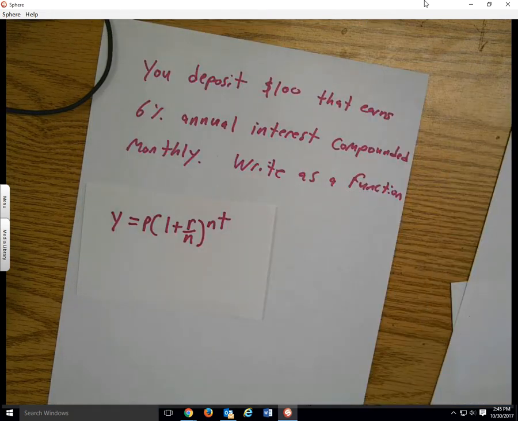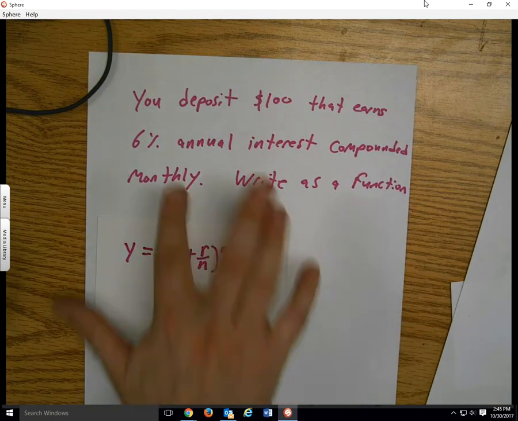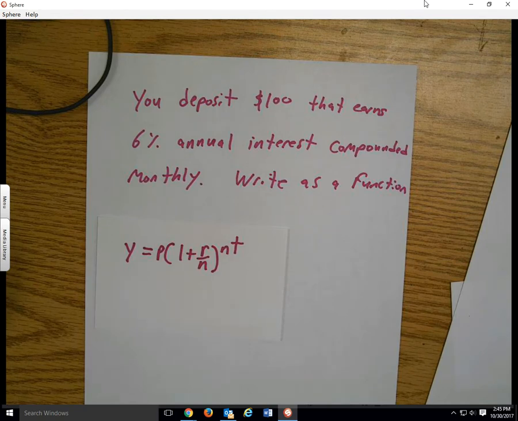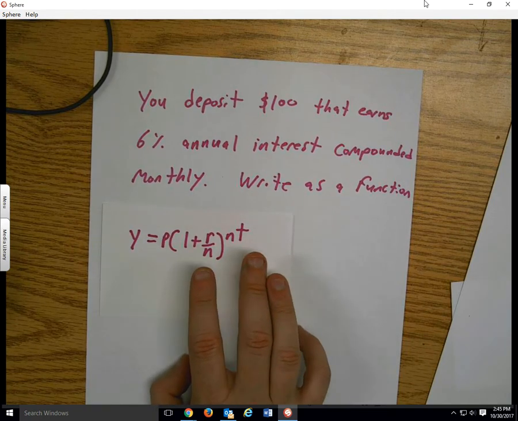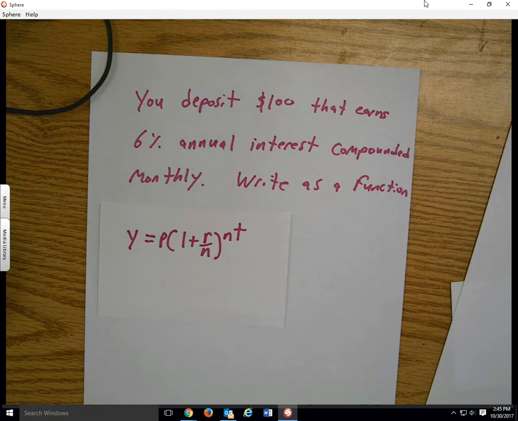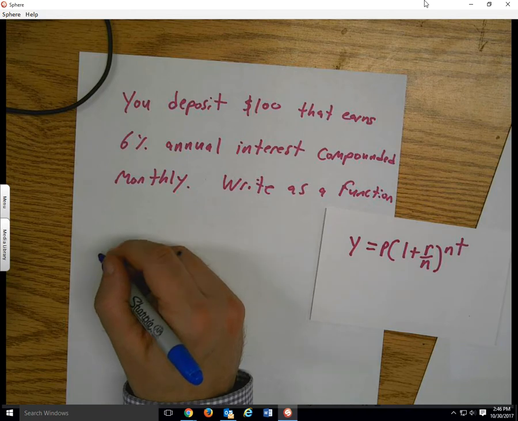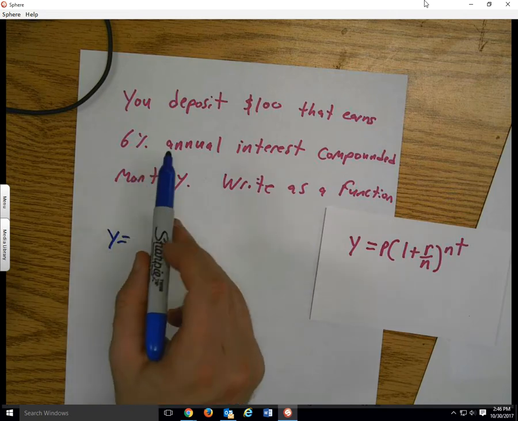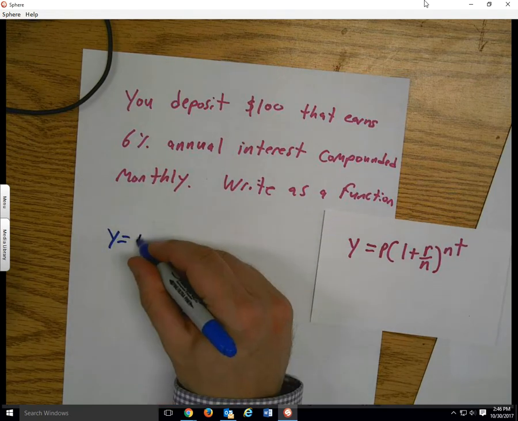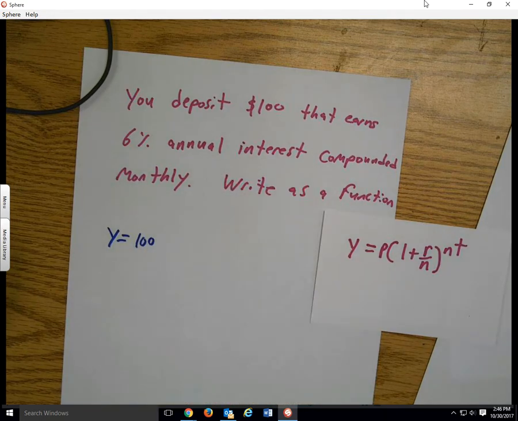Let's go ahead and work one out. It says you deposit $100 that earns 6% annual interest compounded monthly, as a function. So we're going to take this formula and turn it into a function right now. Let's get this over a little bit so you can still see it. So y equals, now remember the principal is the initial amount. What was the initial amount we deposited? $100. Someone could easily deposit $100 in a savings account and earn interest on it and let the money make the money, if that makes sense.